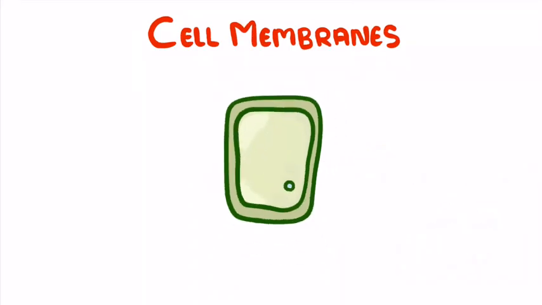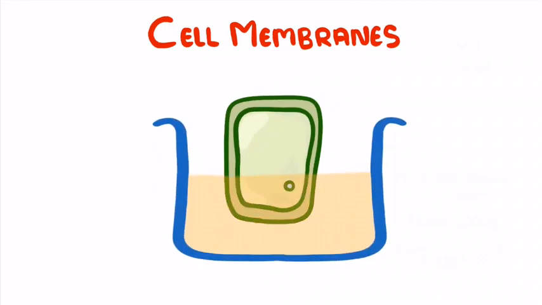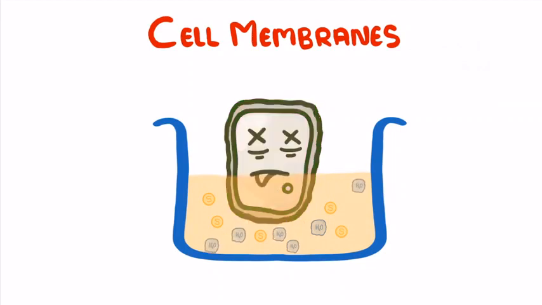On the other hand, if we place the cell in a very sugary solution, the water concentration outside the cell is likely to be lower than inside. And if this caused too much water to leave the cell, it may become dehydrated. And we would then refer to it as flaccid.